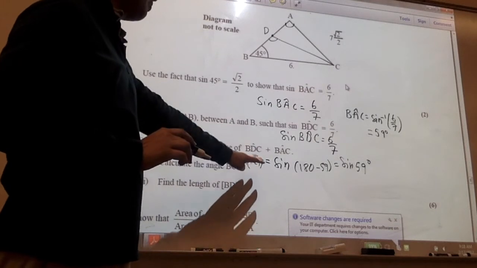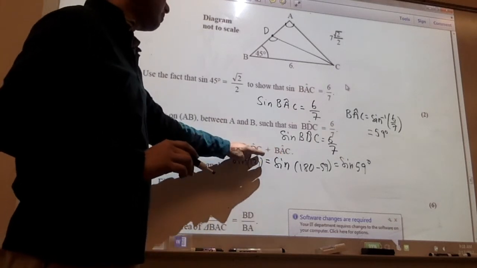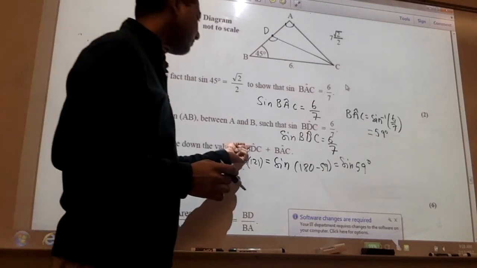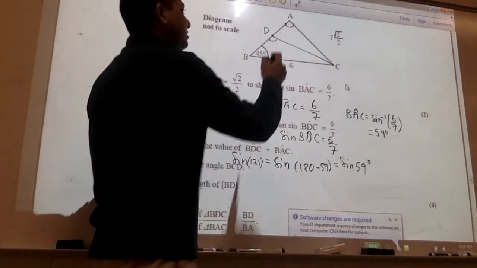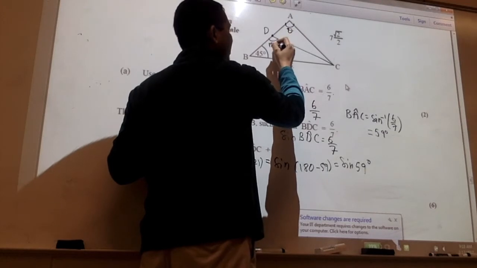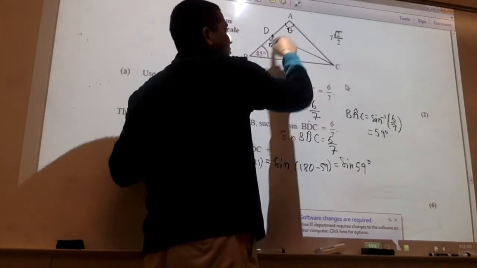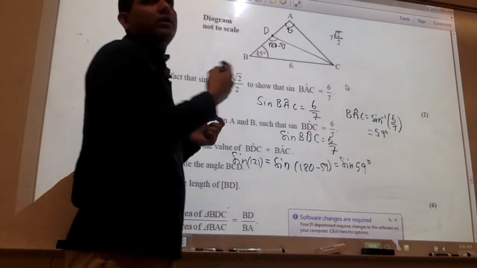No, we don't. He has not asked what this angle should be. He's asked what is the sum of these two angles. So this is theta. That means this should be 180 minus theta, right? That's the whole thing. So if you add both of them, what do you get? 180.